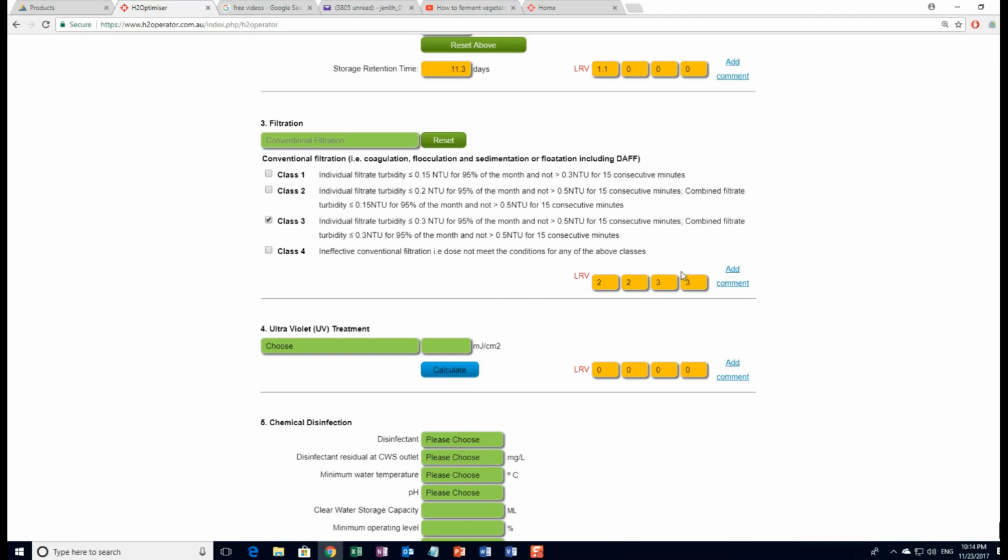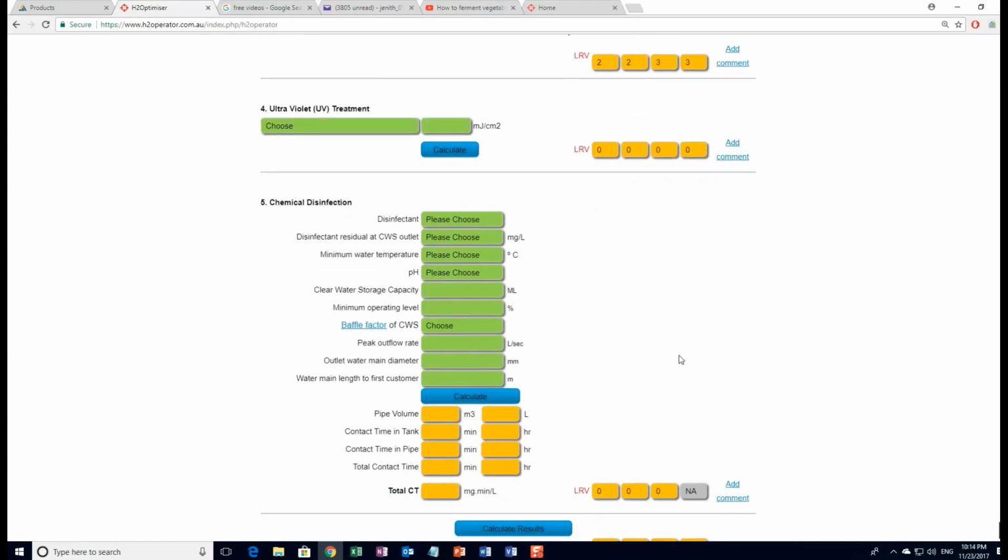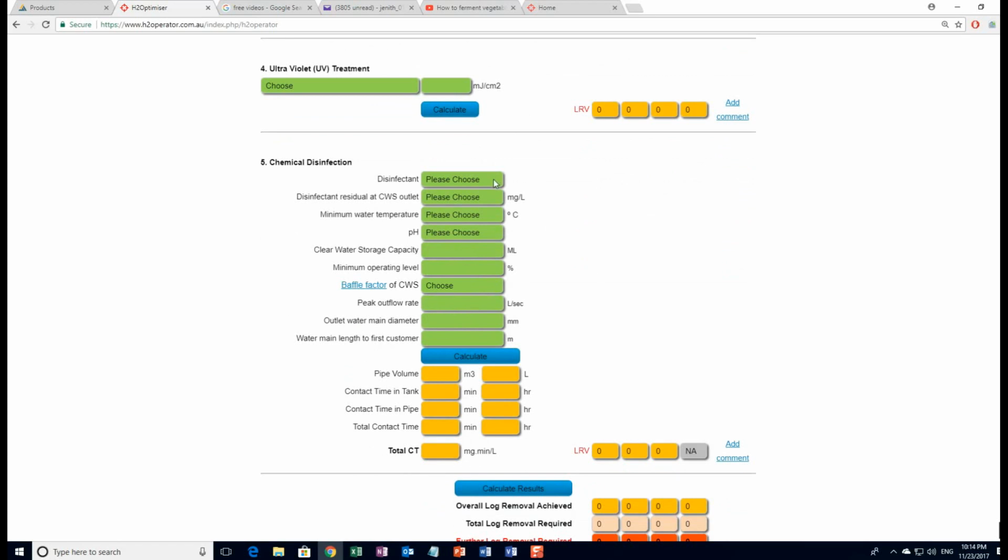As you can see, that's given me some log credits here. Okay, right. So I do not have an ultraviolet system, so I'm going to go, okay, ineffective or no UV treatment, or you can just leave that blank. Okay, so I'm going to leave that blank because I don't have a UV system. All right. So next, let's go and look at our disinfection barrier.